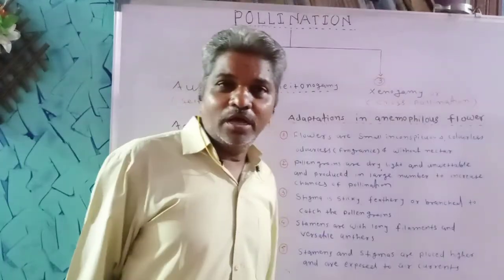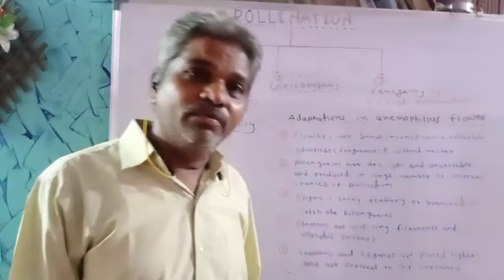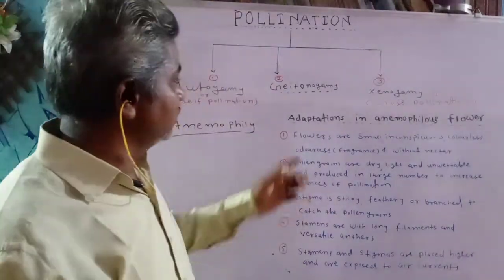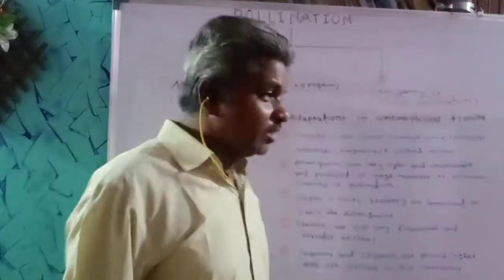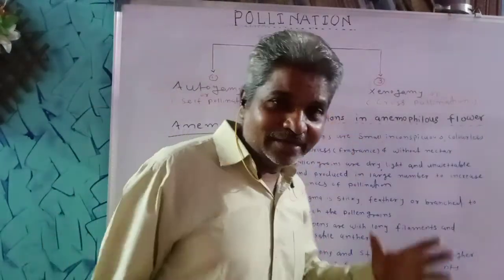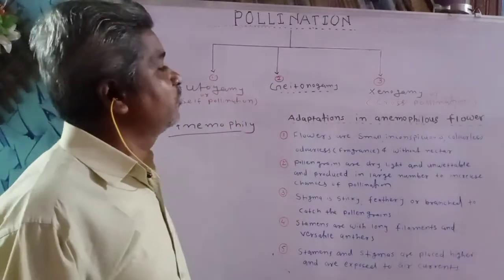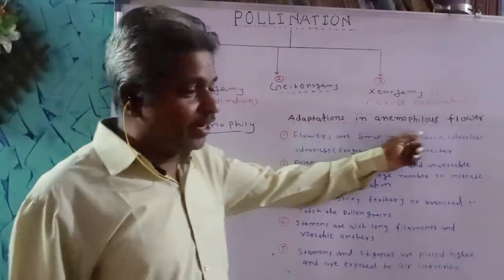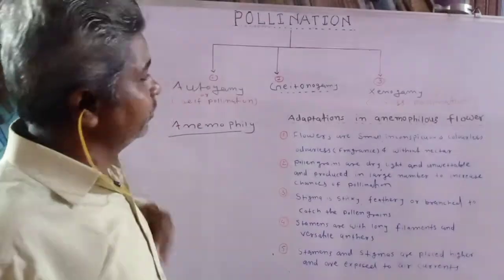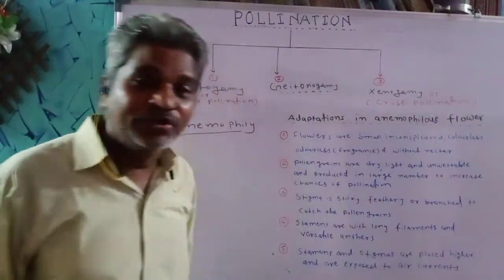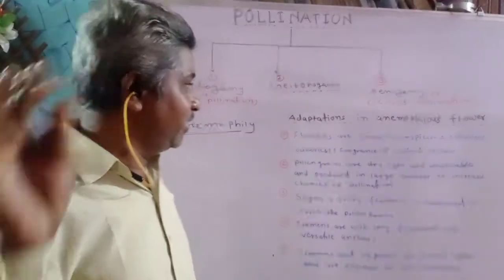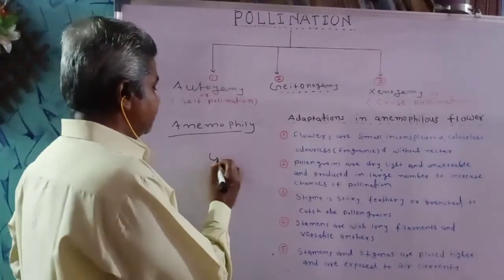Now, the anemophilous flower shows some peculiarities, or adaptations. These are characters which are favorable for the anemophilous type of pollination. So what is anemophily, or the anemophilous type of pollination? The pollination carried out with the help of wind.